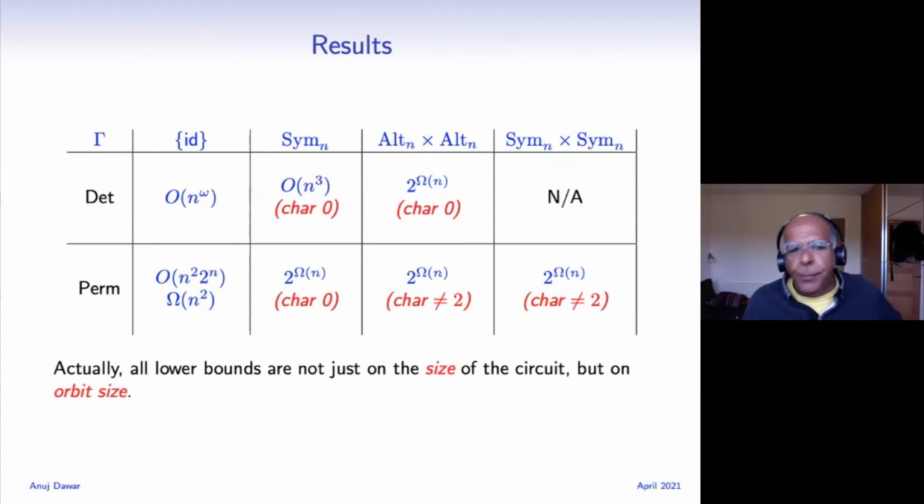One observation. I stated the lower bounds in terms of the size of the circuit, but actually what we prove is a lower bound on what I call the orbit size. What we prove is that in any circuit which computes the permanent, for example, under this symmetry group, there is some gate whose orbit under the action of this permutation group has exponential size. So obviously that gives a lower bound on the size of the circuit, but in some sense it's a stronger statement. It says that there must be some gate with an exponential size orbit.